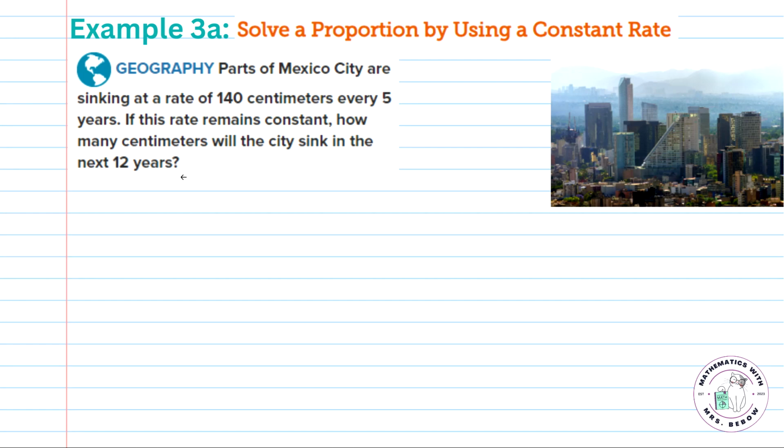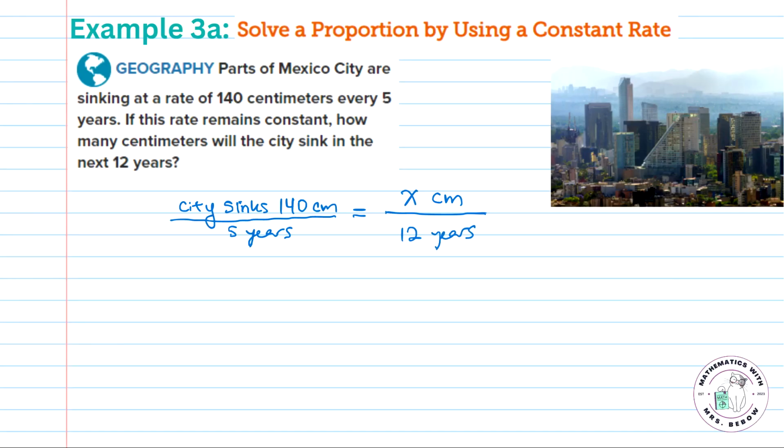So because we're using a constant rate, we're going to set up these two ratios equal to each other. So essentially, how much the city is sinking. So the fact that it's sinking the 140 centimeters in 5 years, we're going to set that equal to, again, since it's constant, the amount that the city sinks, again, we're not sure, right? X number of centimeters in 12 years. So when we set up my proportion here, we kept it very consistent, right? How much the city is sinking in 5 years, this mystery amount in 12 years, right?